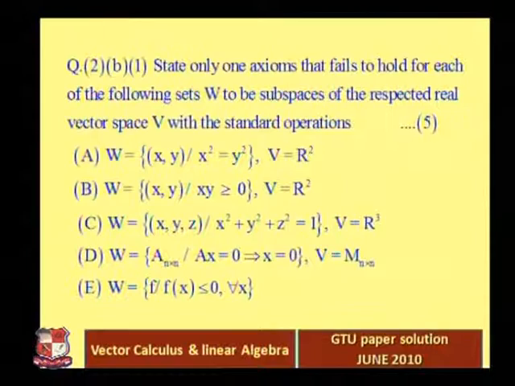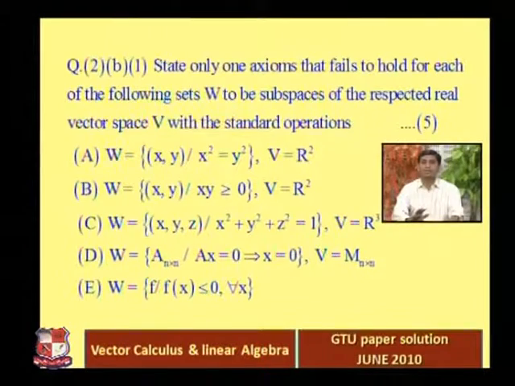question 2b, first part. State only one example or one property that fails to hold for each of the following sets W to be subspaces of the respective real vector space V with the standard operations. So definitely you already have the answer. That means all these sets are not a subspace.